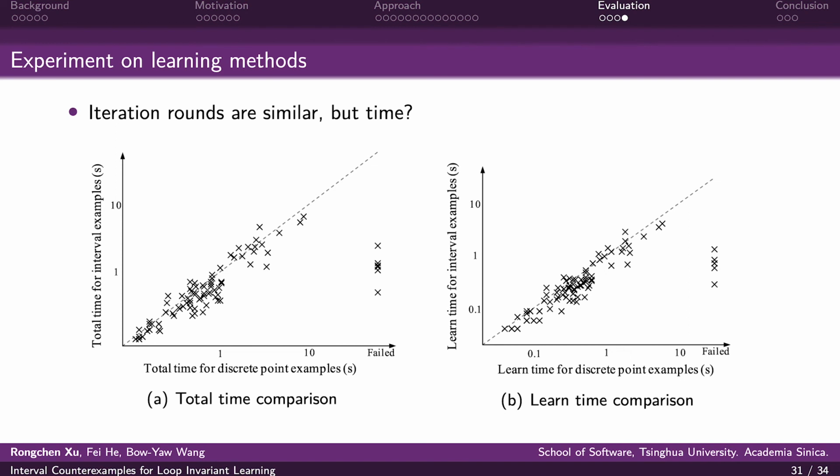The main reason for such a distribution is that when we use discrete program state counterexamples to simulate interval counterexamples, more examples are needed to describe the features. This rate in our statistics is 5.7, so the decision tree for discrete points needs to process a large scale of examples, and this is why the round numbers of the two methods are similar, but the time is quite different.